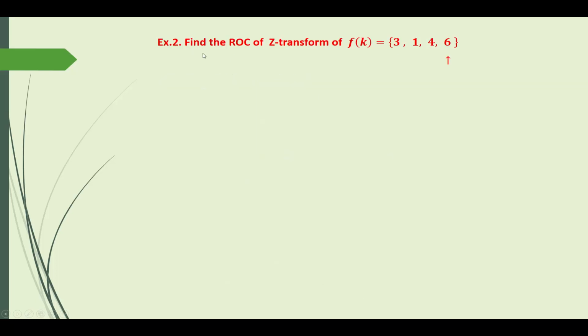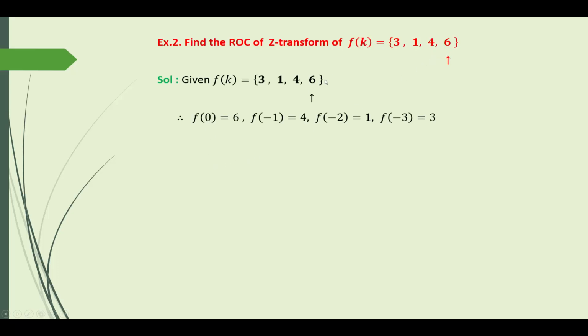Example second, find the region of convergence of the Z transform of f of k equal to the sequence 3, 1, 4, 6, with the arrow here. This is the value of the function when k equal to 0, this is the value when k equal to minus 1, this is at k equal to minus 2, and when k is minus 3, the value is 3. So f of minus 3 is 3, f of minus 2 is 1, f of minus 1 is 4, and f of 0 is 6. Then find the Z transform of f of k.